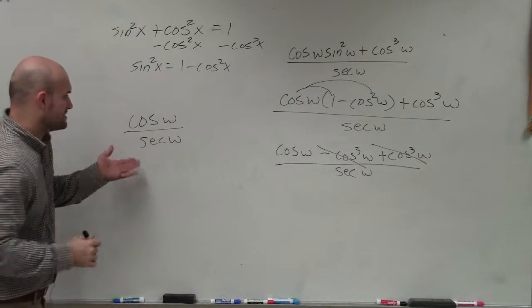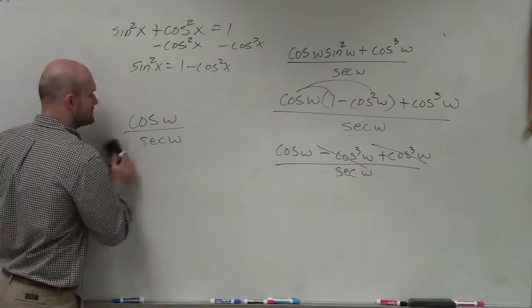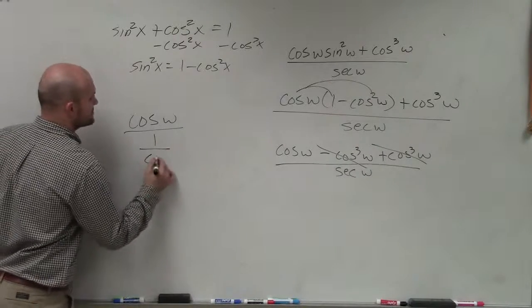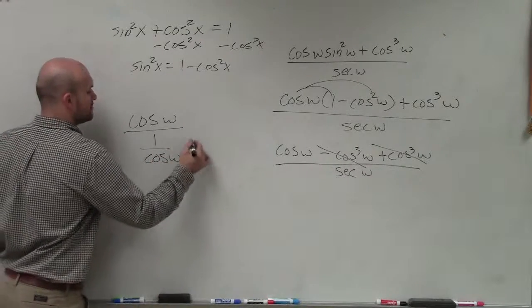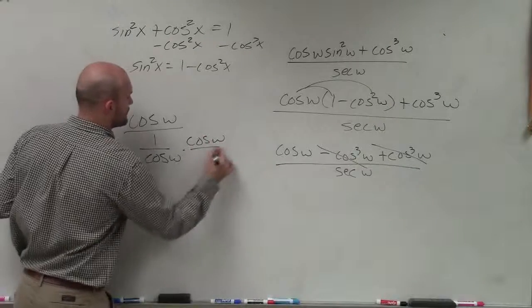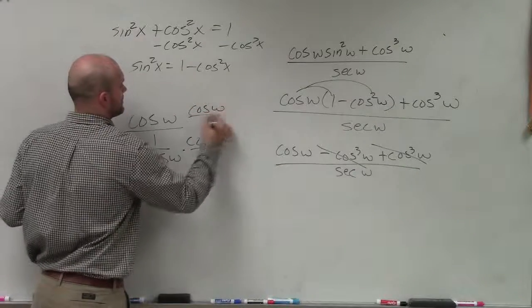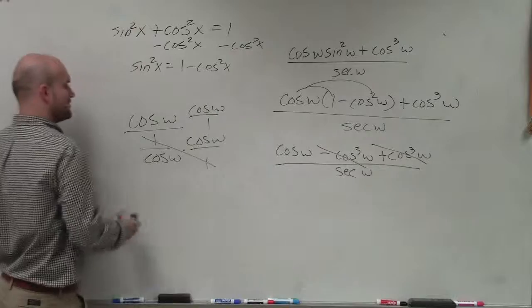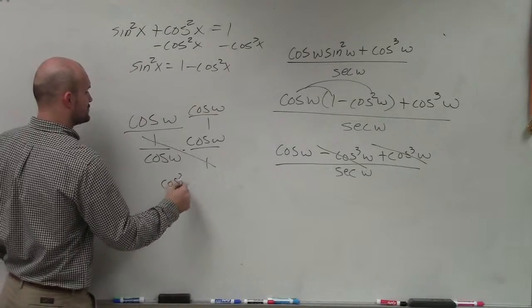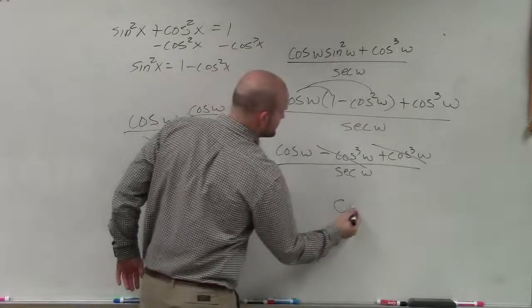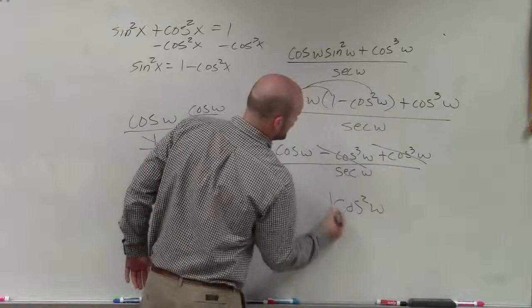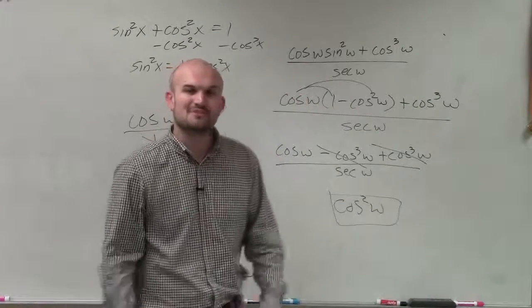Now remember, ladies and gentlemen, secant, we can rewrite that in terms of cosine as 1 over cosine of w. Multiply by the reciprocal on the top and bottom. And therefore, that multiplies to 1. And I'm left with the cosine squared of w. And that's going to be my final simplified version. Thanks.